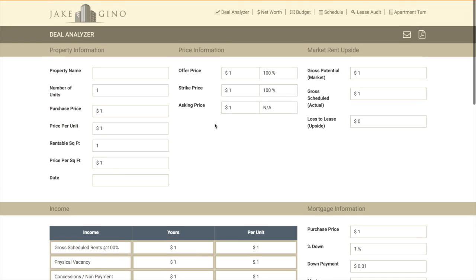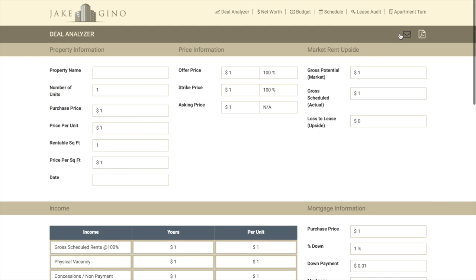Another feature that's really cool with this deal analyzer, you have the ability to email it or send a download to a PDF. So how cool is it if you have this already done, send it off to your seller or to the banker and say, hey, this deal works at this number. Take a look at it. It's powerful when you can show your deal with numbers.